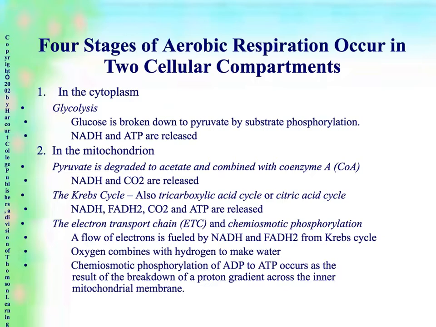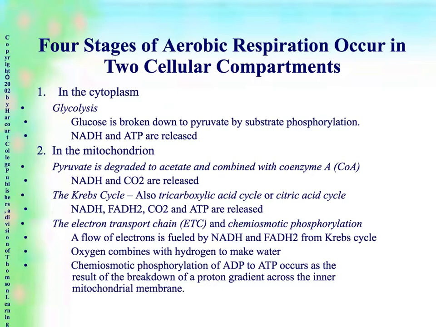The second part of the cell, where cellular respiration or aerobic respiration is going to occur, is in the mitochondria. Stage 2, Stage 3, and Stage 4 occur there. In the second stage, pyruvate is degraded to acetate and combined with coenzyme A. NADH and carbon dioxide are released.